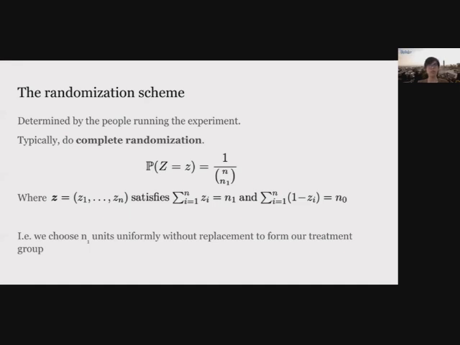All right. And so what's the probability? You have to think about how many ways there are of choosing n sub 1 individuals from a population of n individuals. This is just the binomial coefficient n choose n sub 1. And so you're just choosing one of these choices uniformly at random. So the probability of any choice is 1 over this quantity. Lastly, another way to see this is that we're just choosing n sub 1 units uniformly without replacement to form our treatment group.